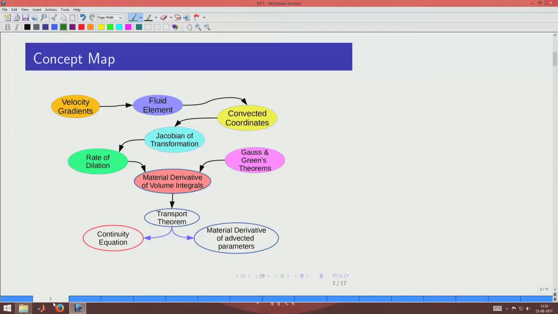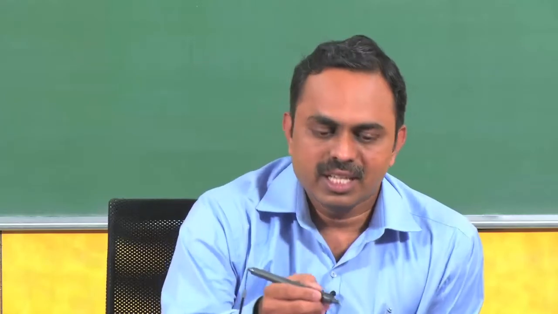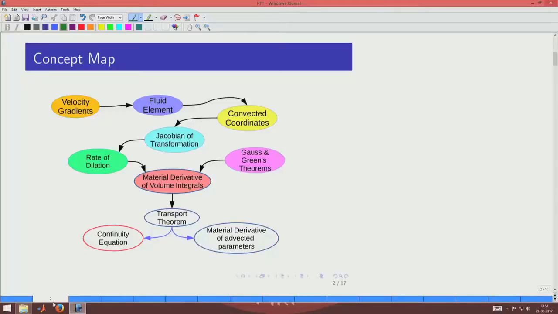We could see that when we have a velocity field which is varying with the spatial coordinates, we do have velocity gradients, and these velocity gradients are going to change the shape of any fluid element. They would be stretching the fluid element in directions where the velocity gradients are positive, shrinking them in the directions where they are negative, and so on. So, naturally we can see that velocity gradients are going to affect the fluid element.